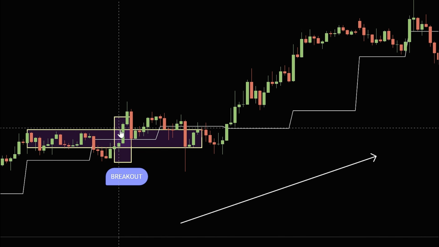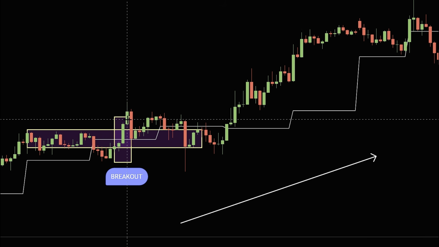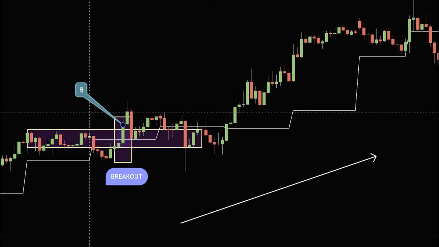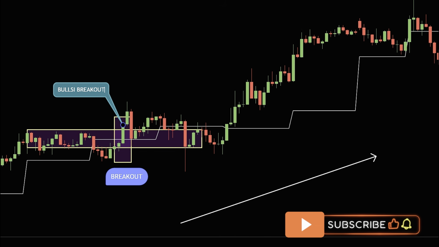This scalping strategy isn't about being right every time. It's about capital protection. It's about only taking the trades where the higher time frame, the momentum, and the price action are all screaming the same thing.